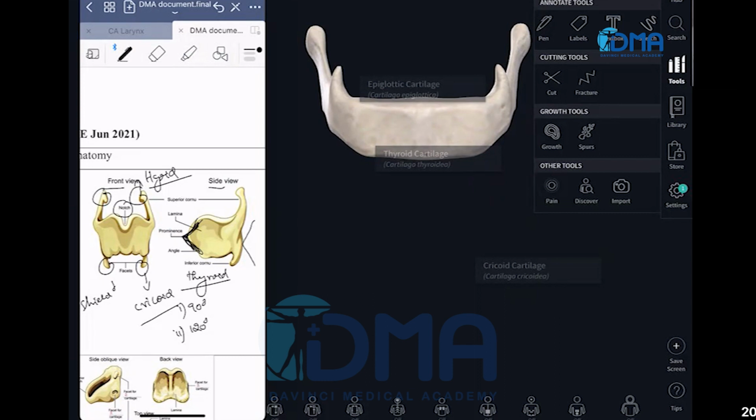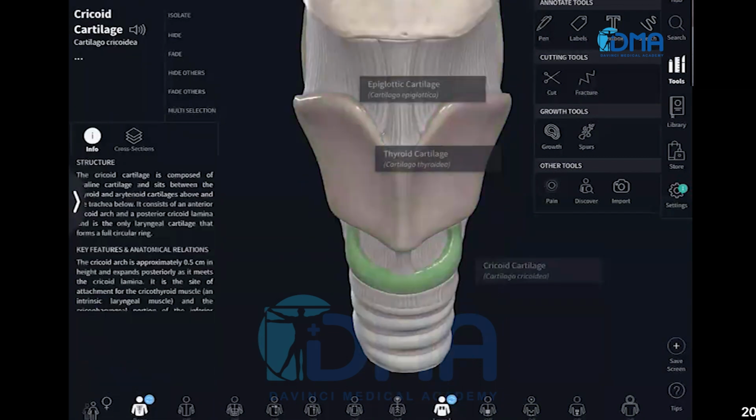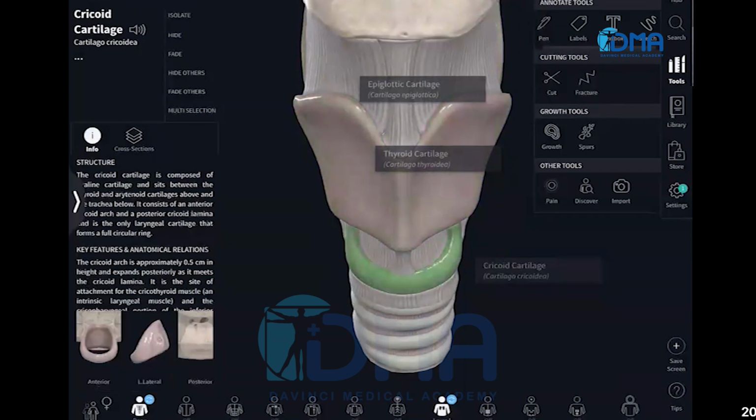Clear? So are you clear with this thyroid cartilage anatomy? Fine. Okay. Now we can go to the cricoid cartilage. We just look into this cricoid cartilage. This is the anterior view of cricoid cartilage.